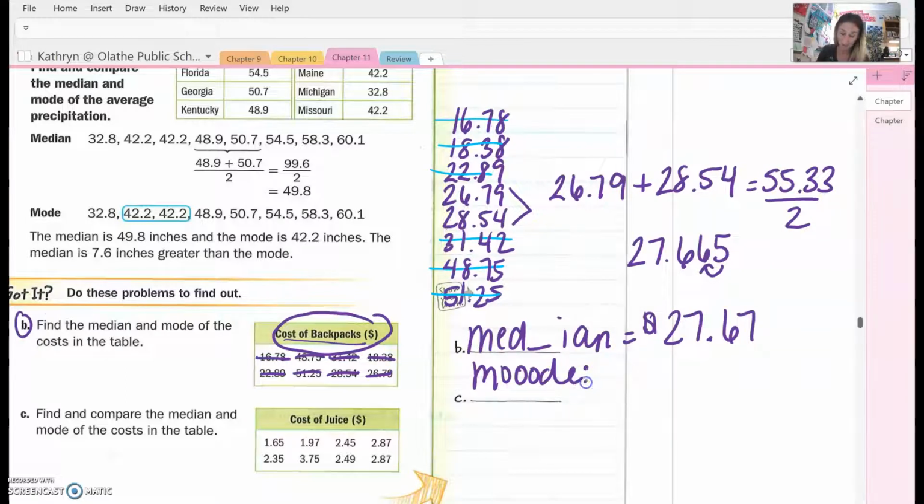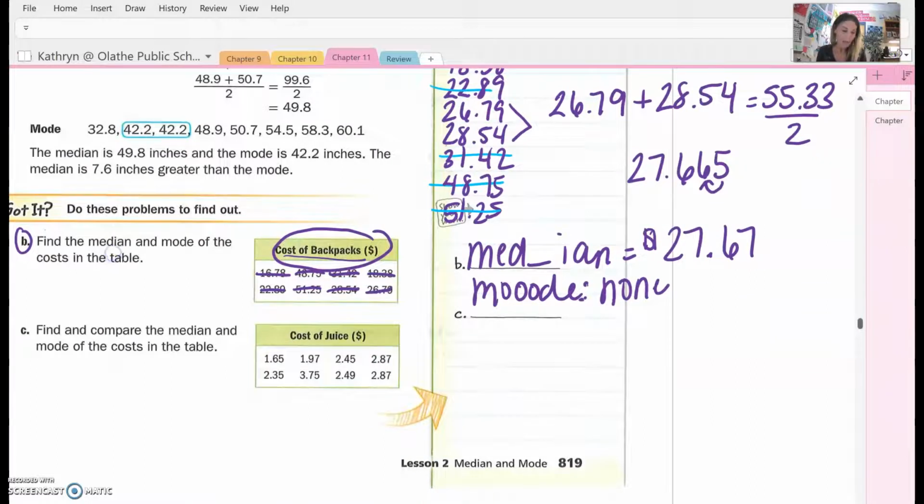So now we're going to find the mode. Okay, which number occurs the most? In any of these numbers, do any of the cost of the backpacks repeat? No. So guess what you write? You do not write 0. If you write 0, that tells me that the cost of a backpack, the one that occurs the most, is $0. You have to write none. 0 is a number, so you cannot write none. You have to write 0.